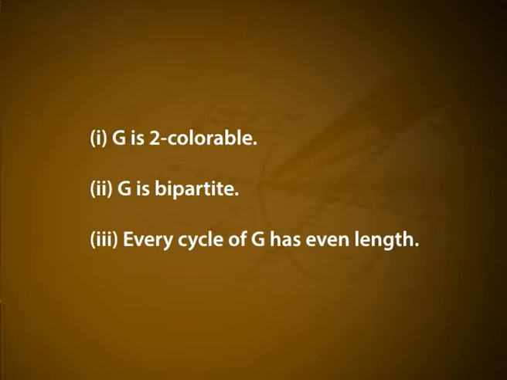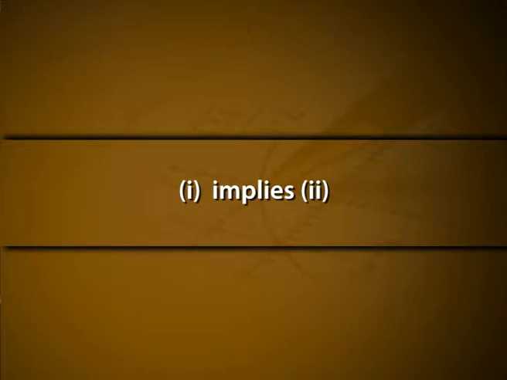G is 2-colorable, G is bipartite, every cycle of G has even length. Let us see the proof now. 1 implies 2 goes like this.